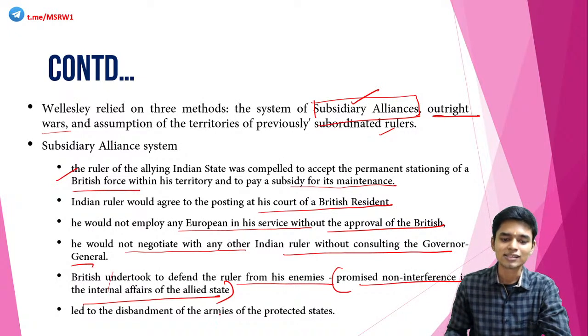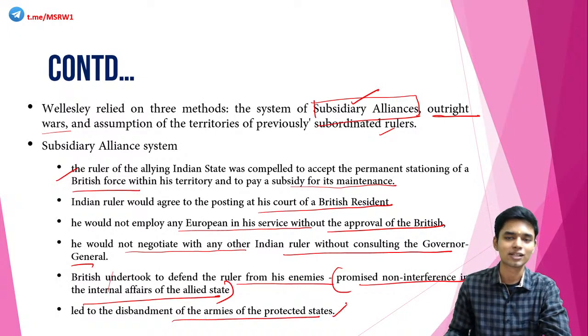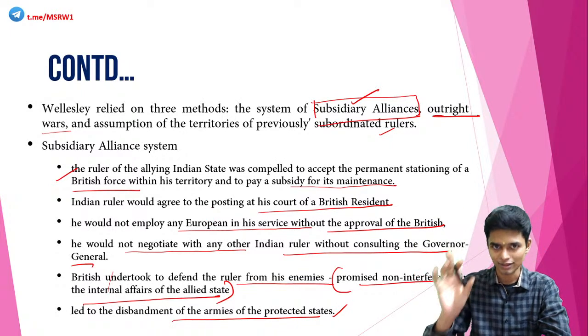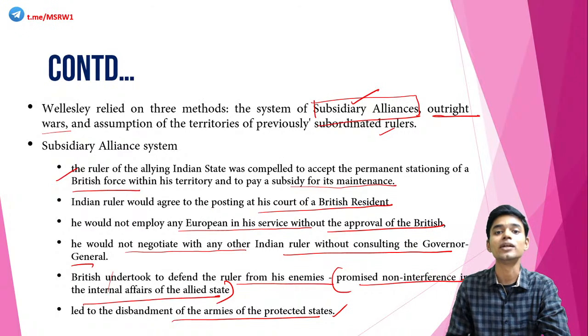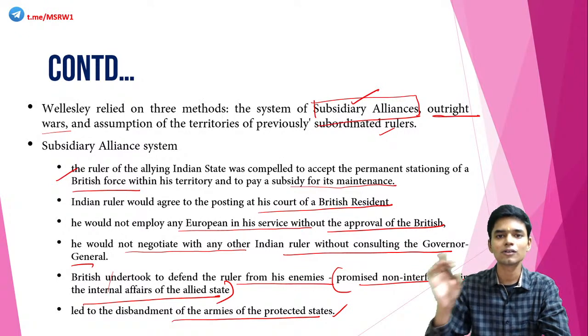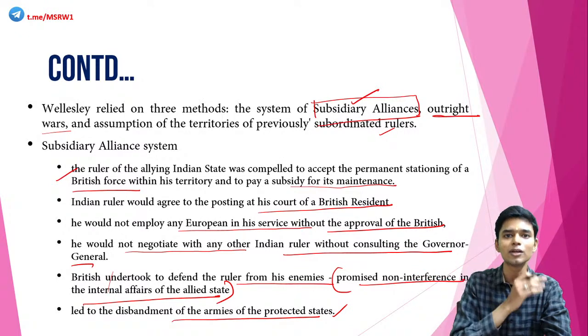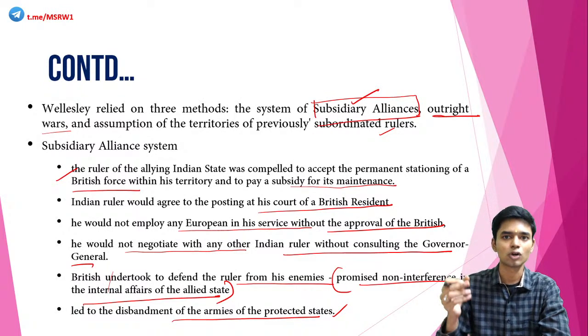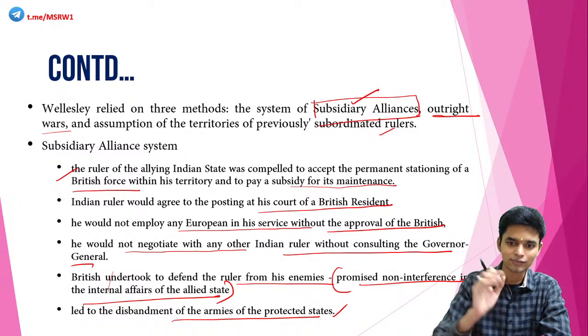And this led to the dismemberment of armies of the protected states. When the English army was placed in the capital, the ruler's army was supposed to be disbanded, and lots of people who were employed in the army of the ruler lost their jobs. So mass-scale joblessness also happened around this time. Clear? So look at this once more.